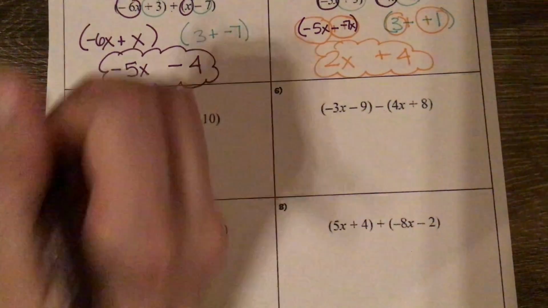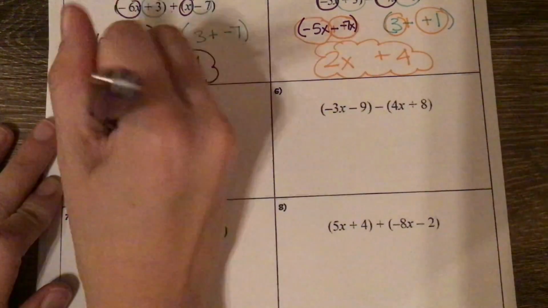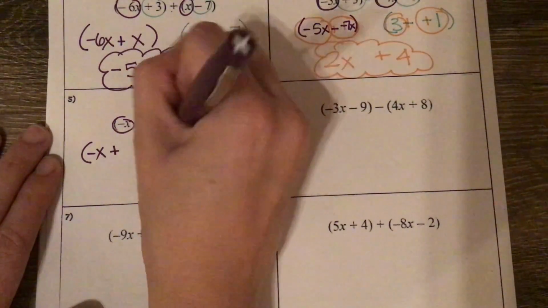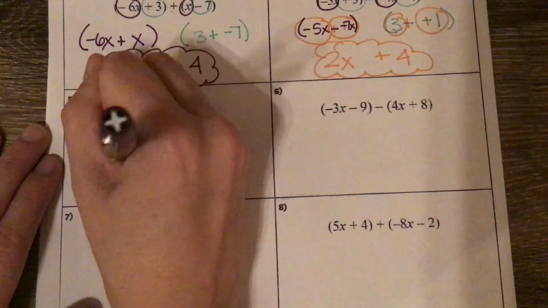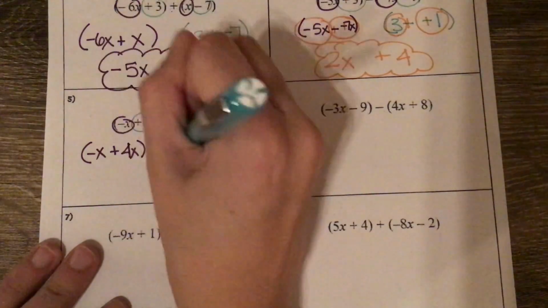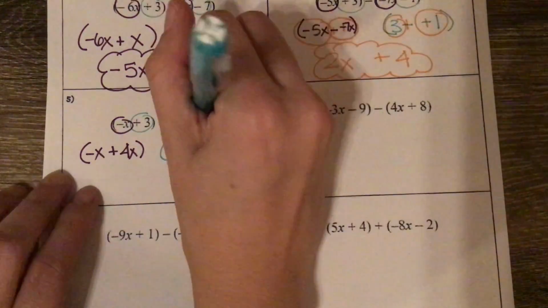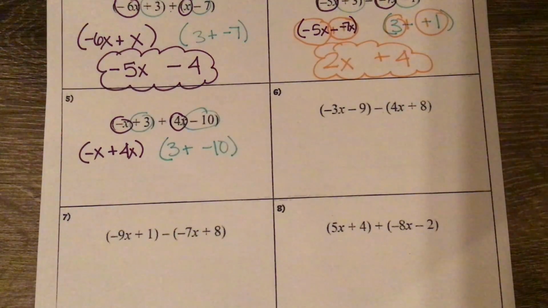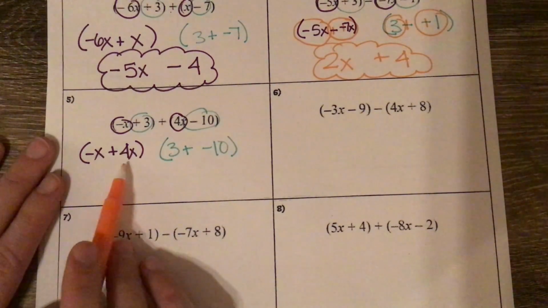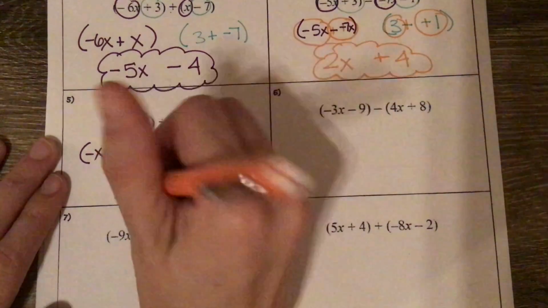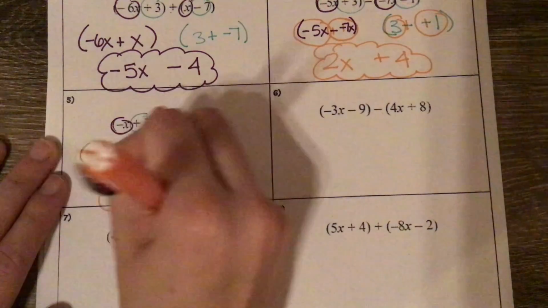All right, number 5. I've got negative x plus 4x. And then I've got 3 plus negative 10. Now I'm going to combine these. Negative x and positive 4x is 3x. 3 and negative 10 is negative 7.